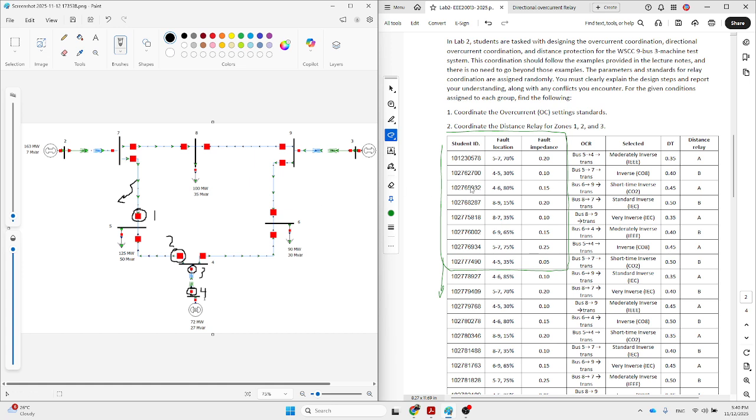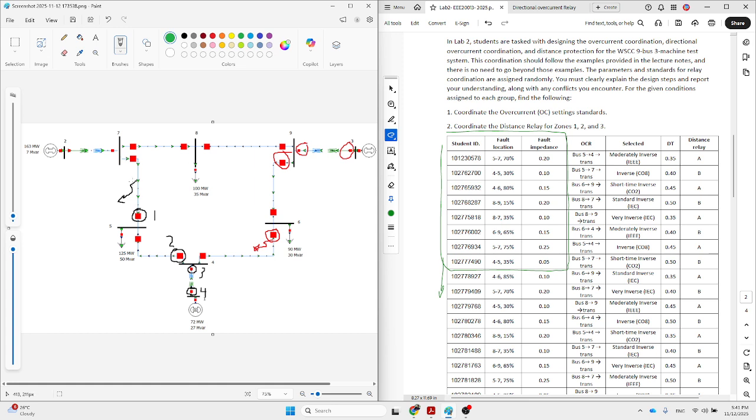So for example, for these students, the line given is 4 to 6 by 80%. So it looks something like here, correct? The fault is here. So for this purpose, this is the first relay, second relay, third relay, and the fourth one is here.